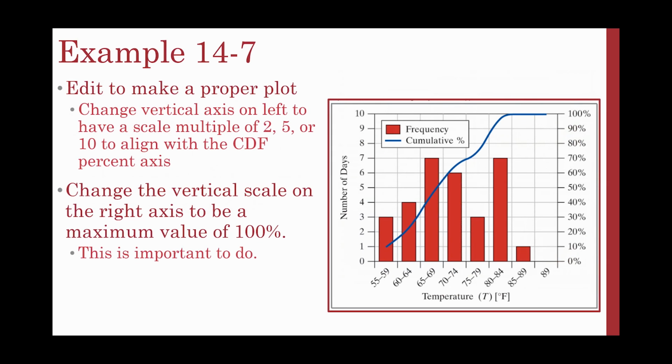To make a proper plot, we've got to change our vertical axis on the left to have a scale of multiples of 2, 5, or 10, and align it with the CDF percentage axis. You kind of want them to have the same steps. We're going to change the vertical scale on the right axis to be a maximum of 100%. It's important to do this. You want everything to look right.